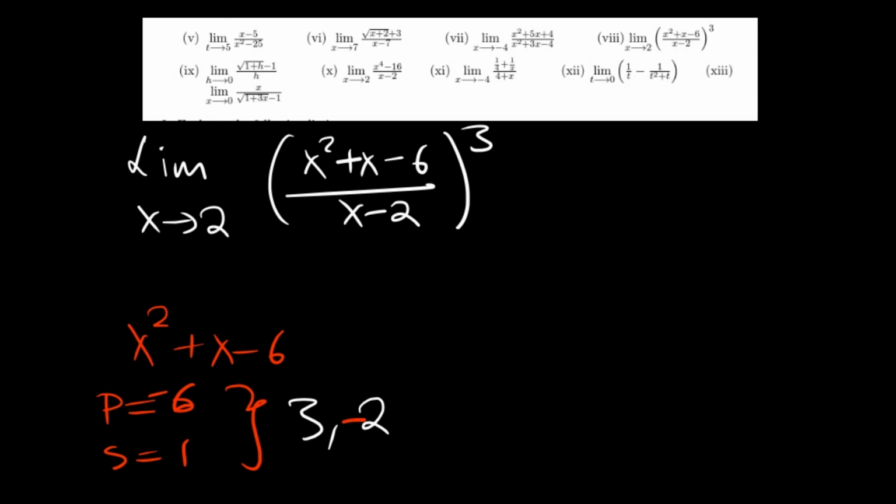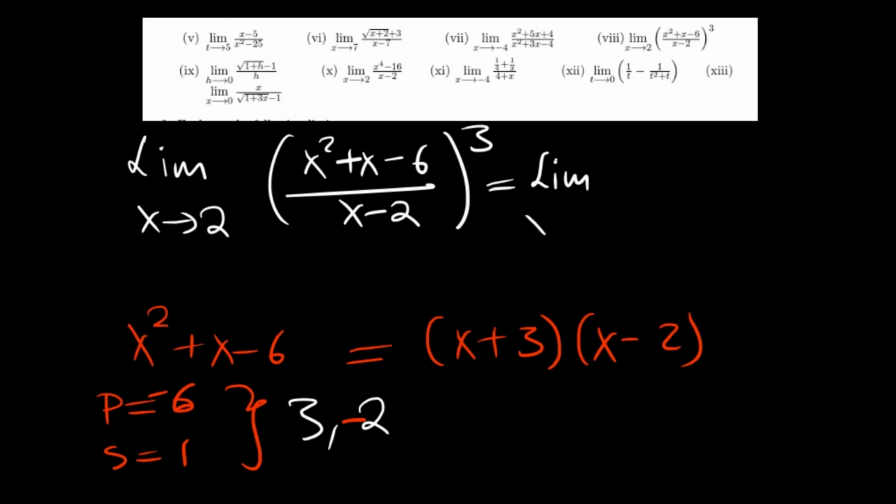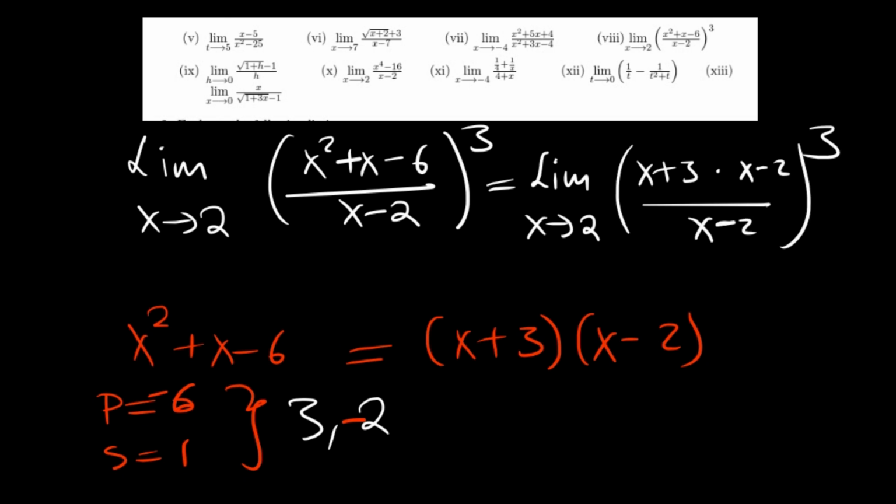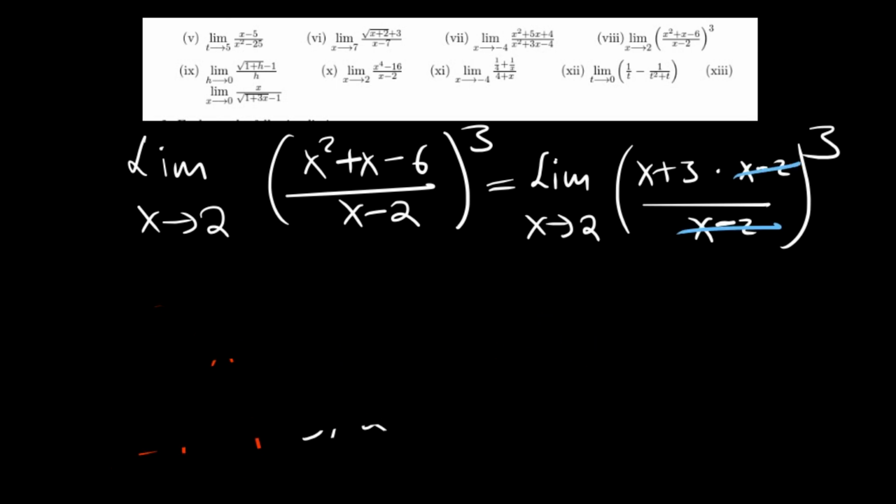So therefore, after factorizing, you're going to have x plus 3, x minus 2. So what do we have? We have the limit as x approaches 2, and then you have x plus 3, and then x minus 2 over x minus 2. All this is raised to the power 3. So this and that will divide. So the denominator, which was leading to a 0, has finally been dealt with.